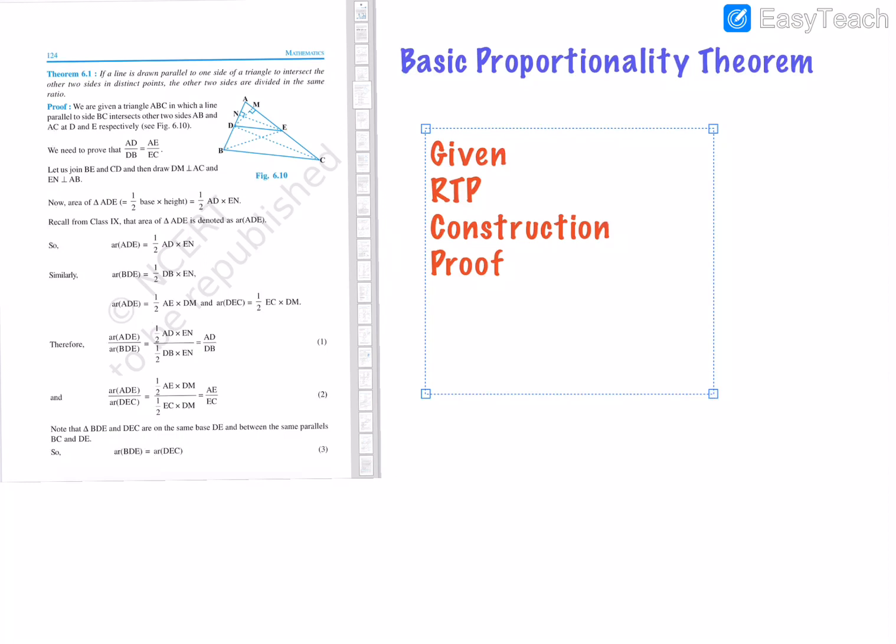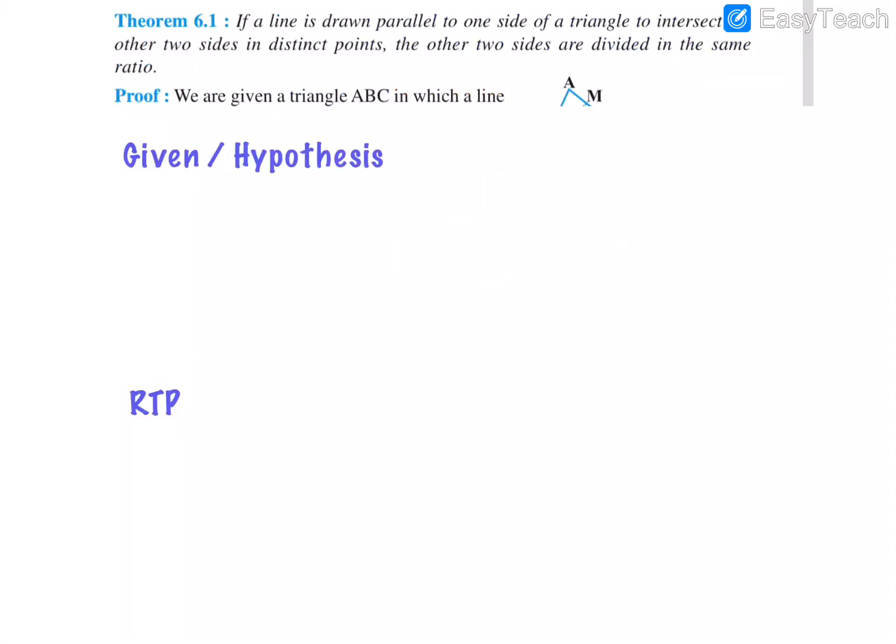So let's go. First, let's read this theorem once. If a line is drawn parallel to one side of a triangle to intersect the other two sides in distinct points, the other two sides are divided in the same ratio. So this is the theorem, and this is what we are going to prove. Before going with the proof, what we generally do is convert the entire statement into a clear-cut, solid picture. Let us see.